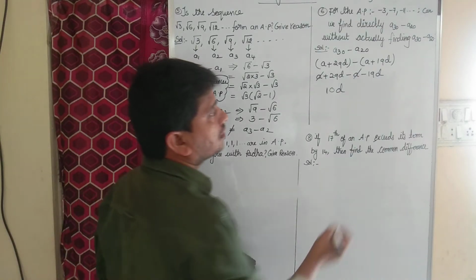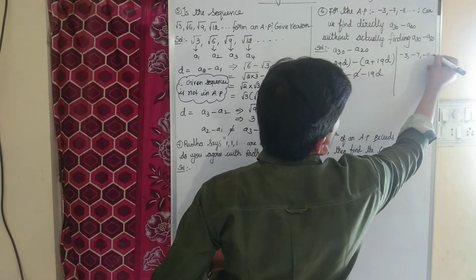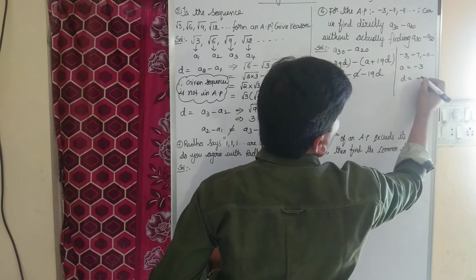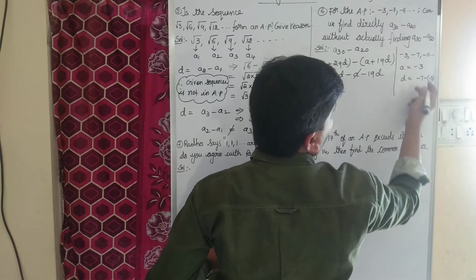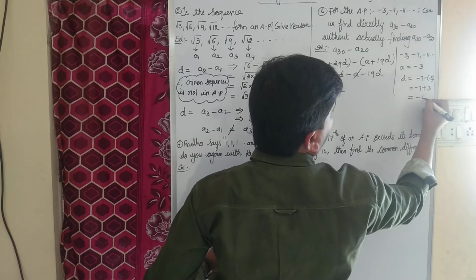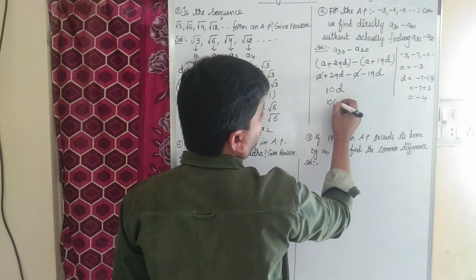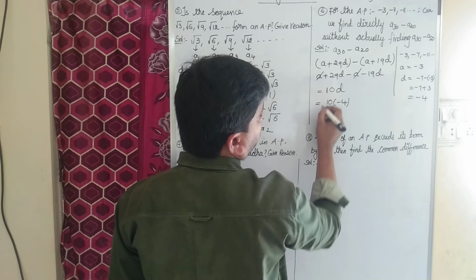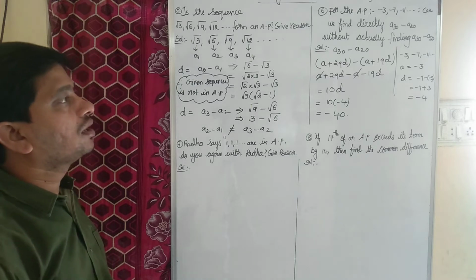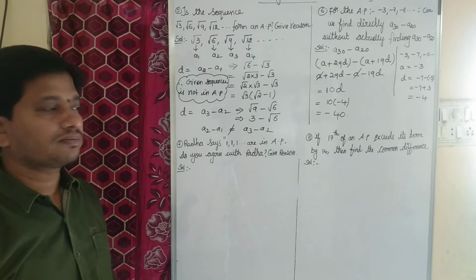Children, what is D? The given sequence is minus 3, minus 7, minus 11 and so on. The first term is minus 3, common difference D equal to A2 minus A1, minus 7 minus of minus 3. Minus 7 plus 3, that is equal to minus 4. So 10 into minus 4, plus into minus is minus, that is minus 40. So without actually finding A30 and A20, we can find the value of A30 minus A20.